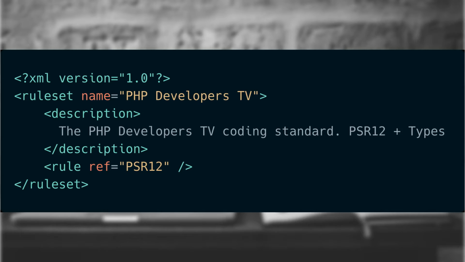Creating our own standard file. To get this started, we're going to create an XML file at the root of our project directory. We can either name it after the standard we're going to create or just use phpcs.xml. We're going to be making the PHP Developers TV coding standard. It's based on the PSR12 standard, but includes some helpful sniffs that will make it easier to write our code and catch errors sooner. To start, we're going to create the phpdevstv.xml file and enter the information on the screen.